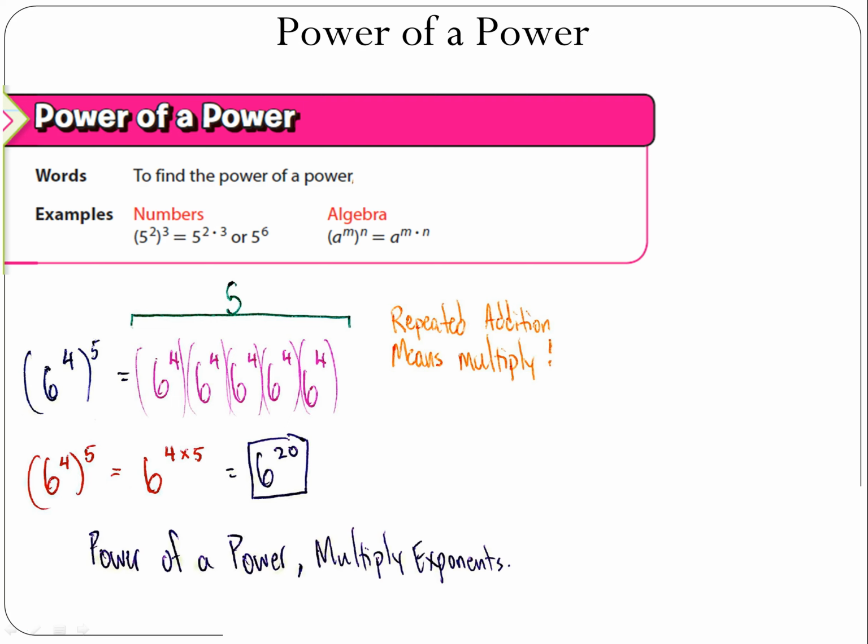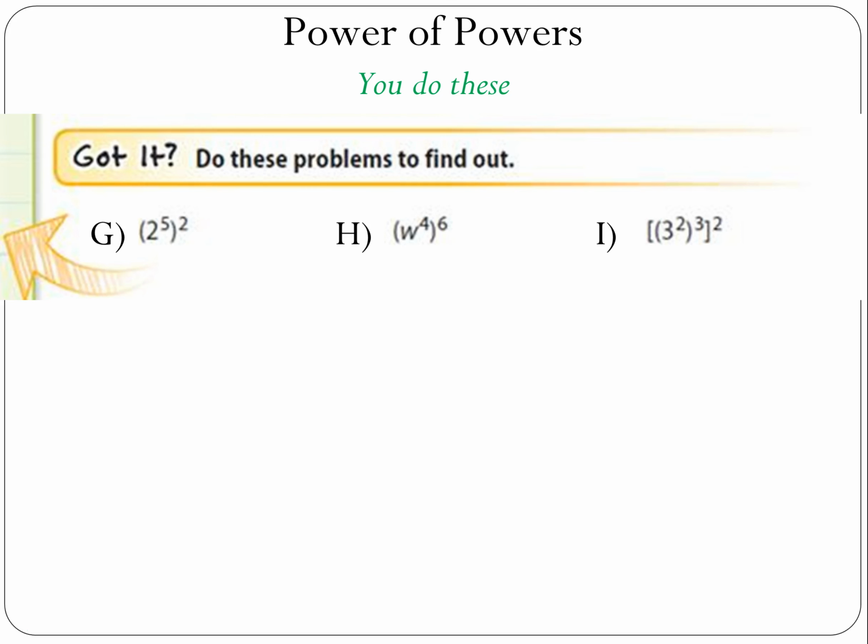But this does indeed answer the first part of our essential question for today. Sweet! All right, when you take a power of a power, in short, multiply those exponents. Power of a power, multiply exponents. All right, keep on moving.